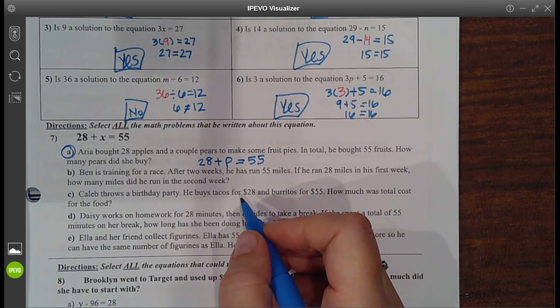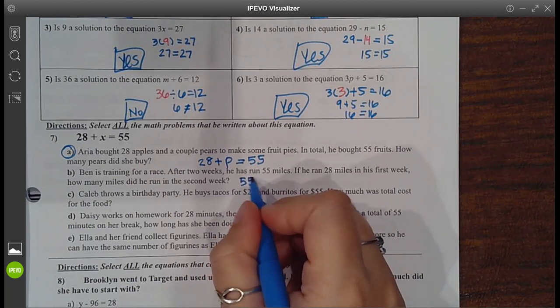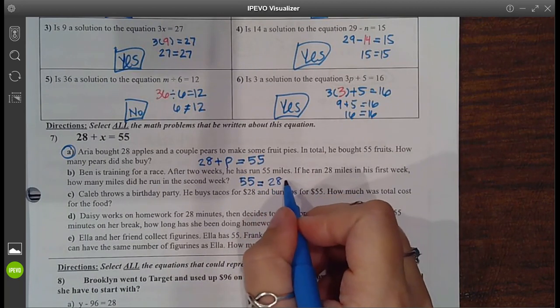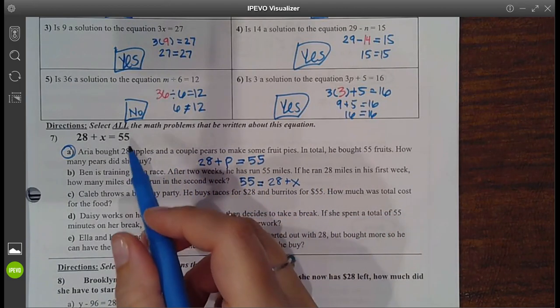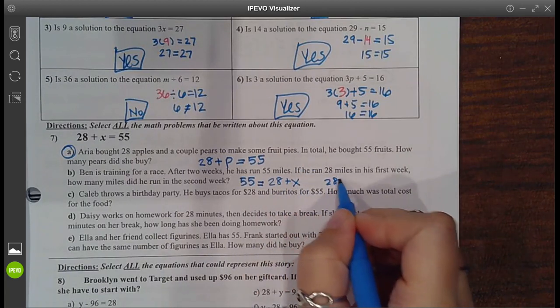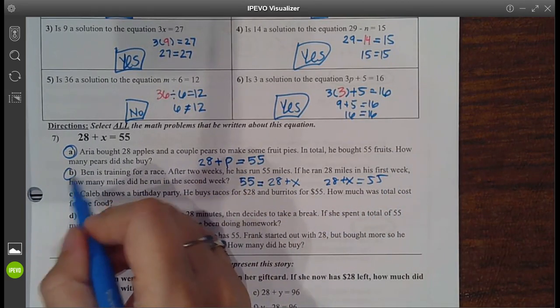The next one says Ben is training for a race. After 2 weeks, he has run 55 miles. If he ran 28 miles in his first week, crazy person, how many miles did he run in the second week? Okay, so the total that he ran was 55, and that's equal to 28 in the first week plus some unknown amount in the second week. That is exactly that. They just flipped where the 55 was. So like they just brought this side to the left and they brought that side to the right. So still equal, right? Yep.